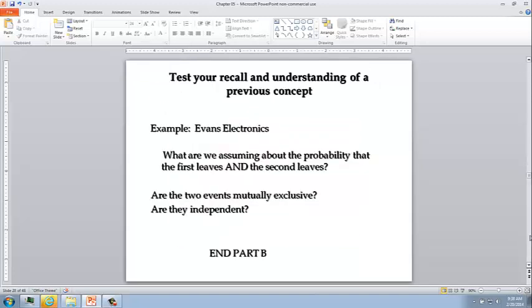Here is a short test. Please take a minute to read this and think of the answers. Here is another test. Remember the coin toss example? Can you use the binomial probability distribution to compute the probability of getting 5 heads when tossing a coin 5 times?